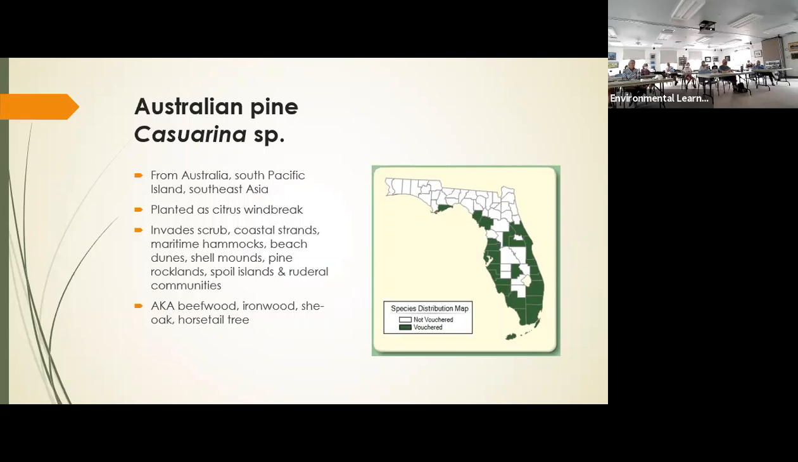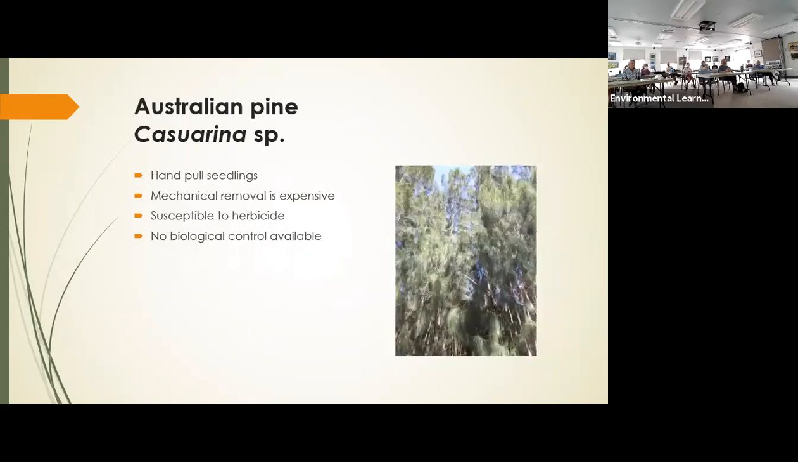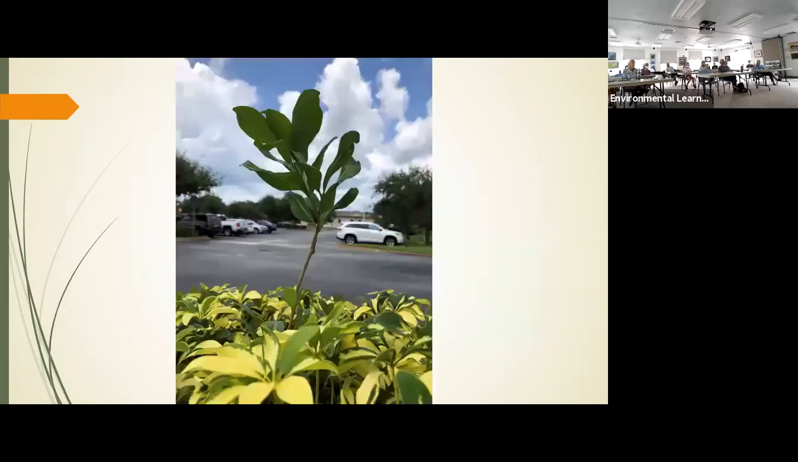Next slide. Hand pull any seedlings you find. Mechanical removal is expensive. They are heavy and beefy to remove. They're very susceptible to herbicide, but if you have a big one next to your house, I'm not recommending that approach. And there are not biological controls available.